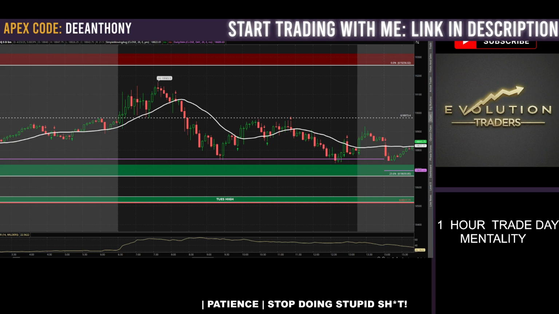Now, the setup that I want to show you guys is very simple. If you guys are not using daily moving averages on your intraday charts, you are doing yourself a huge disservice. Because if you don't have multiple monitors or multiple charts, maybe you don't even know where your daily 50 SMA is. Maybe you don't even know where your daily 20 or 10 SMA is, or where your daily 200 SMA is.